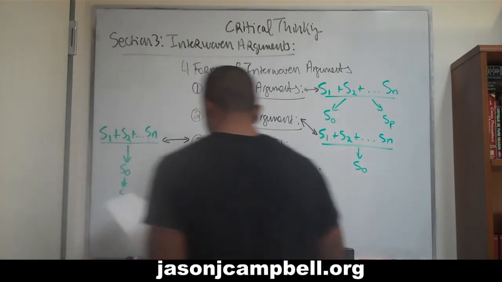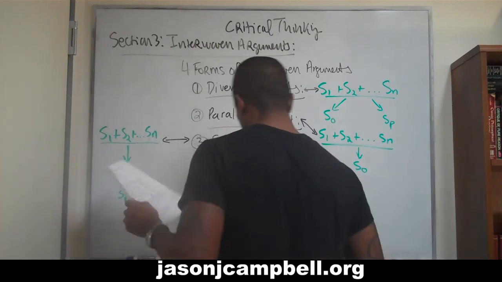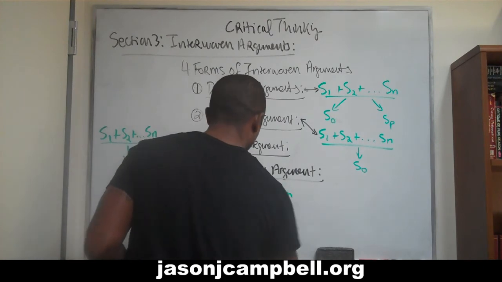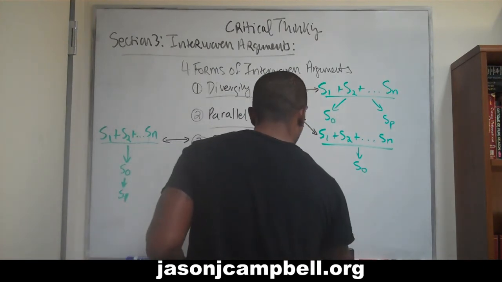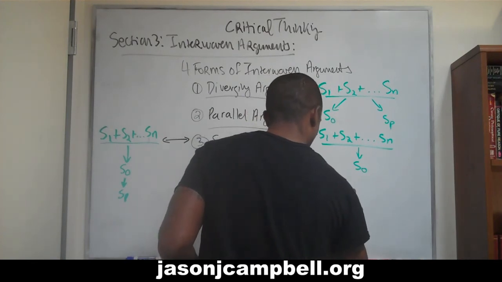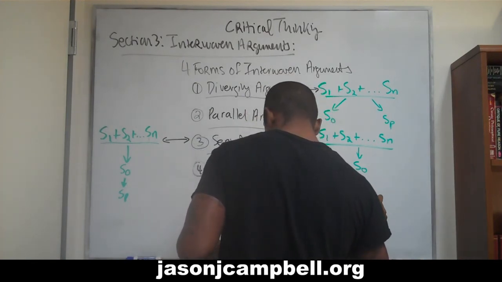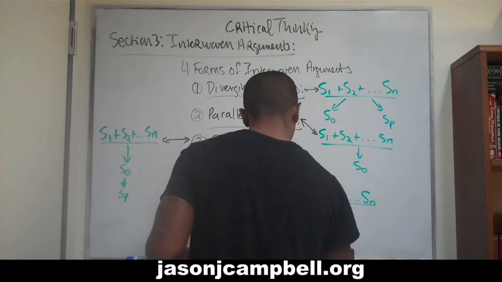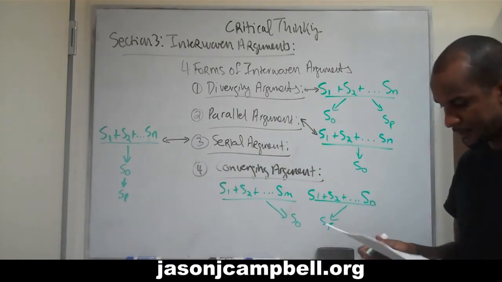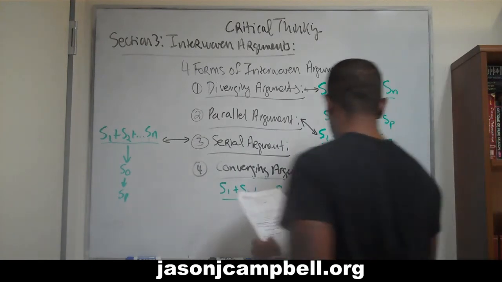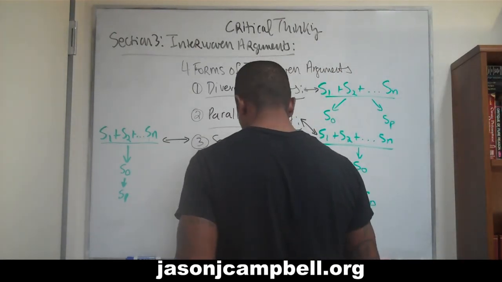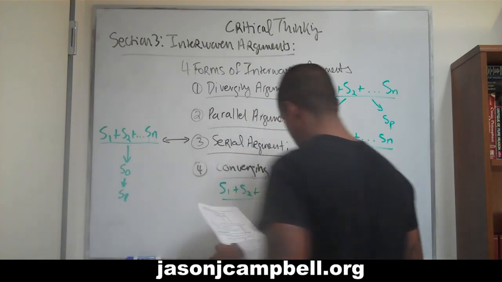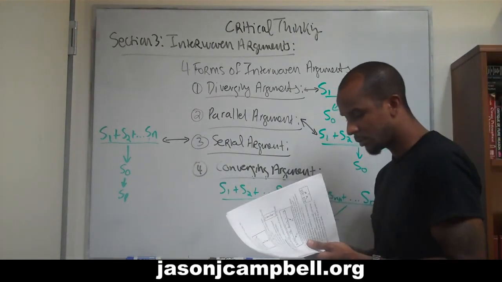Converging argument, and then we switch colors, and it's basically like this: S1 plus S2 plus dot dot dot SM here leads to a point, and then we have S1 plus S2 plus dot dot dot SN. That leads to SP, SO. Converging argument. Okay. Oh, n plus 1. I'm not even going to describe that because there's no need to get that type. Don't worry about the subscripts. It's not important at all.